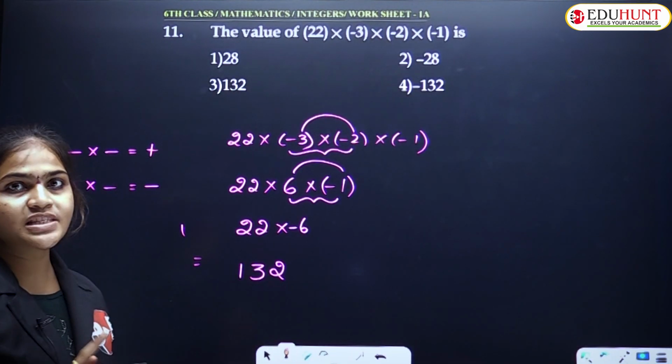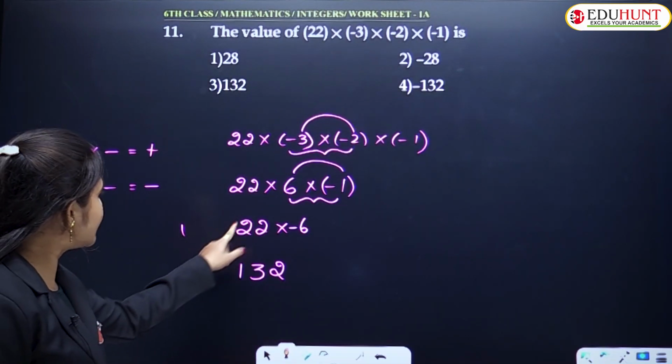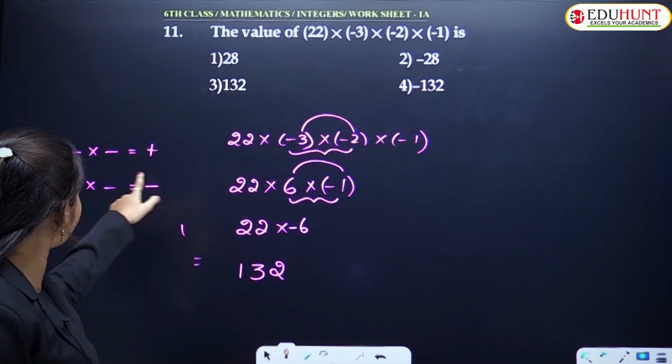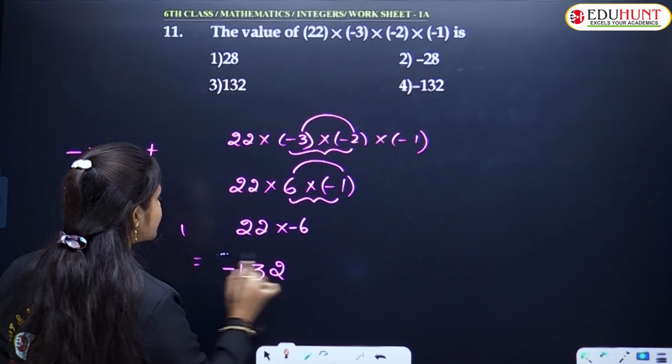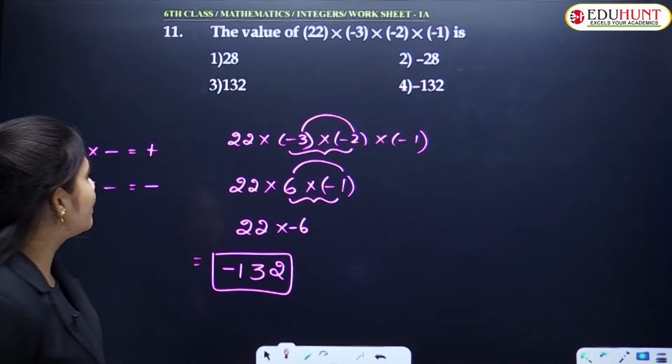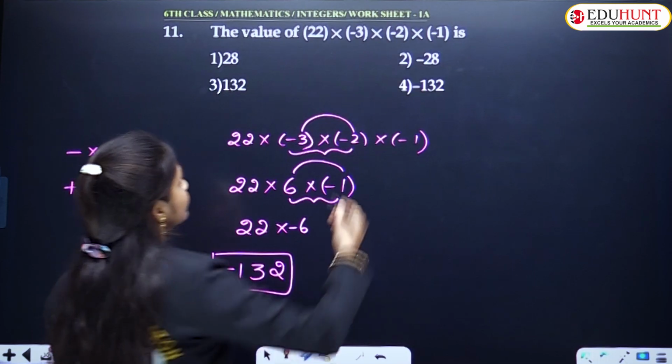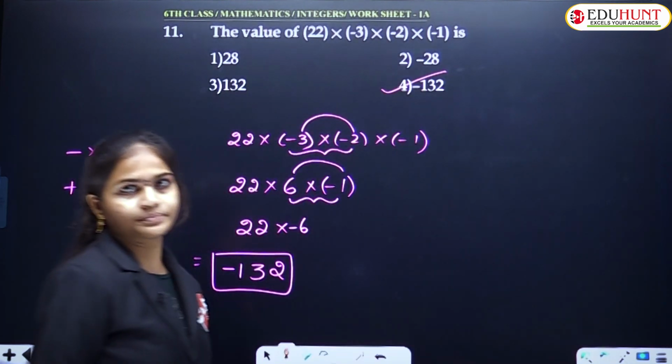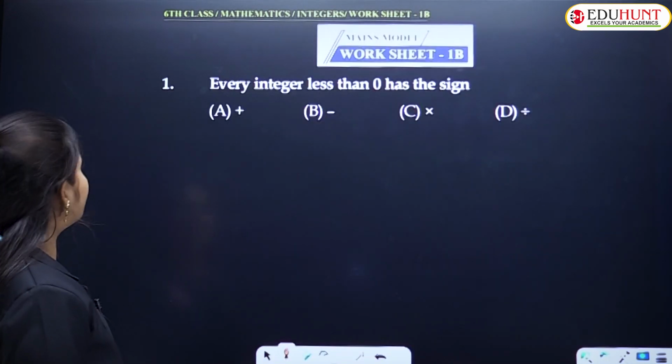Now here, is this positive or negative? Here plus into minus is a minus. So that's why the answer is minus 132. Understand? So which option is correct here? Option 4 is correct.